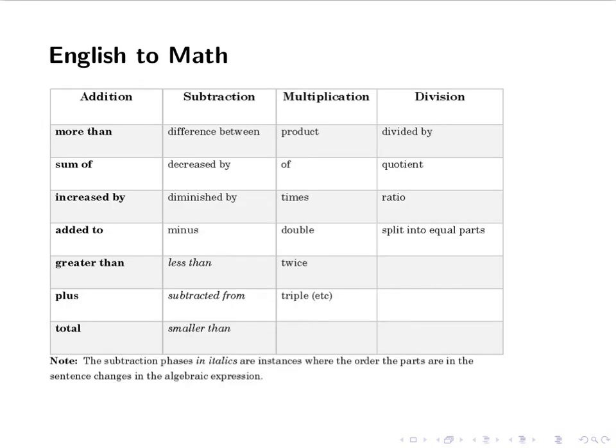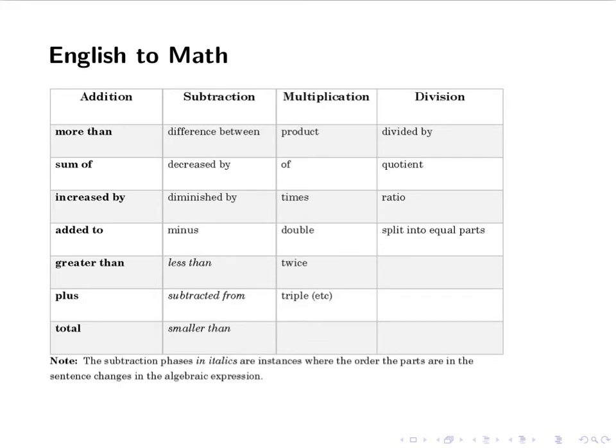So we have this table that's in the book, so I'm just going to go over it a little bit. Some words that mean addition: more than, sum of, increased by, added to, greater than, plus, total, things like that. Subtraction: the difference between, decreased by, diminished, minus, and then these three at the end that are in italics: less than, subtracted from, smaller than.